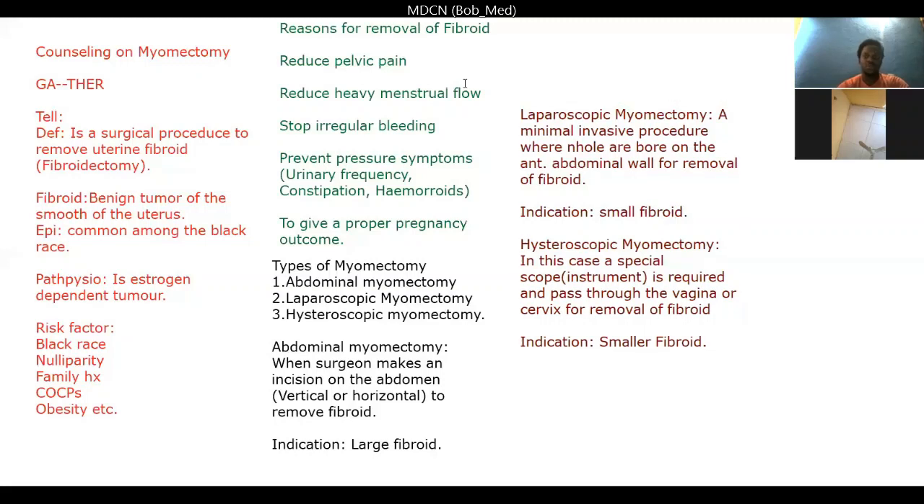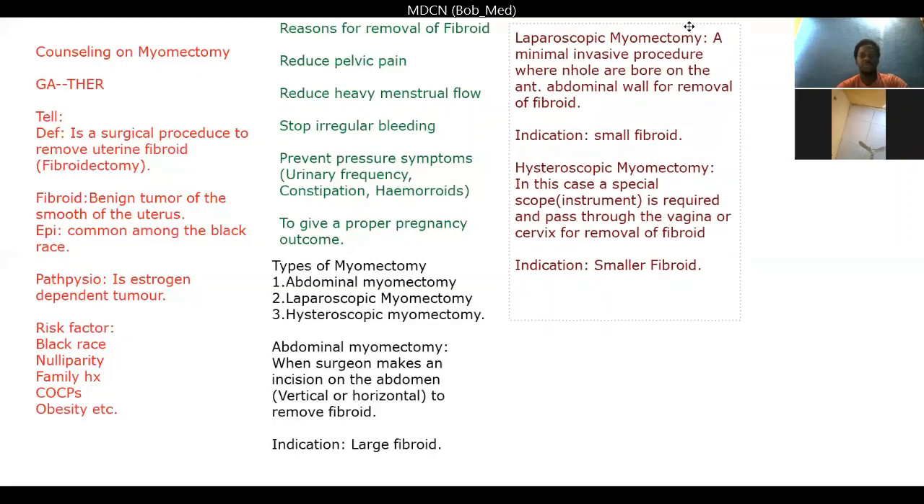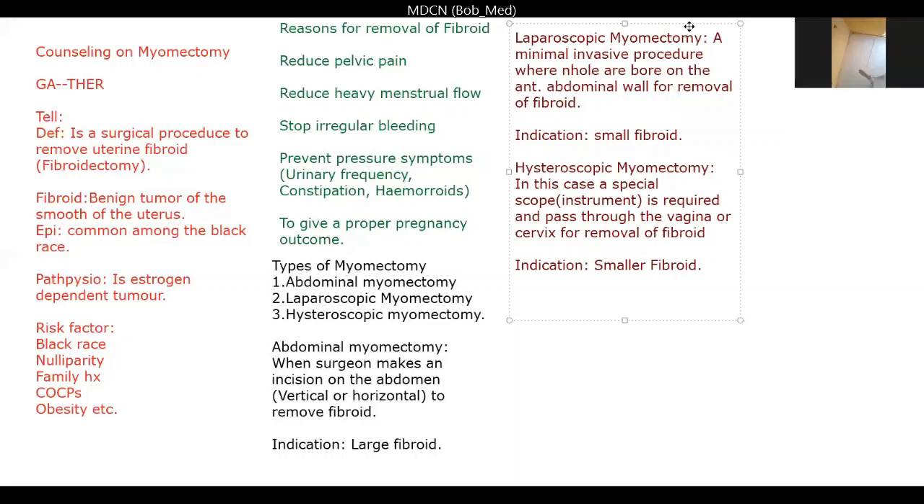So after this whole thing, you want to explain to the patient about preoperative and postoperative care. There are some postoperative care that you'll be doing that you need to explain to the patient. They are very important. So what are the postoperative and preoperative care you want to assure the patient about before myomectomy?